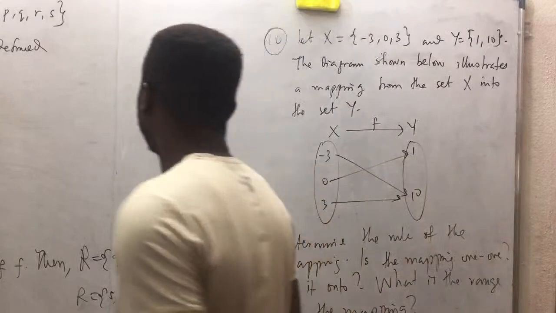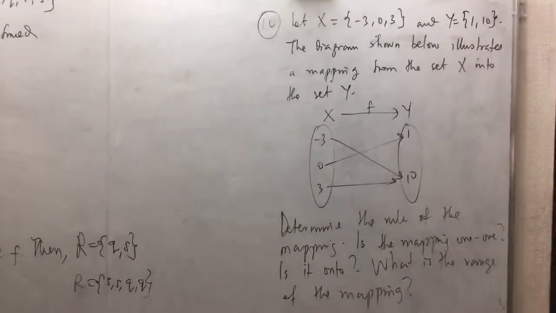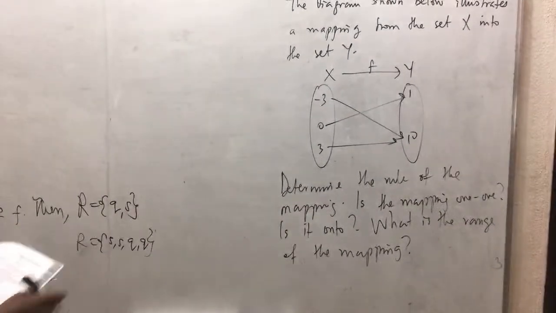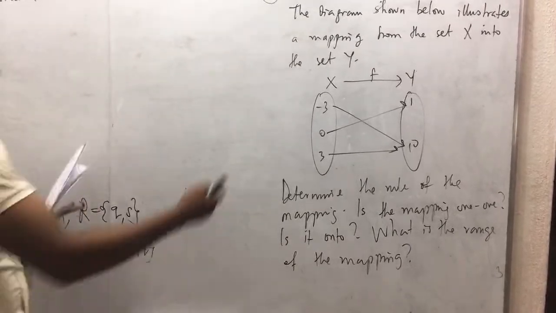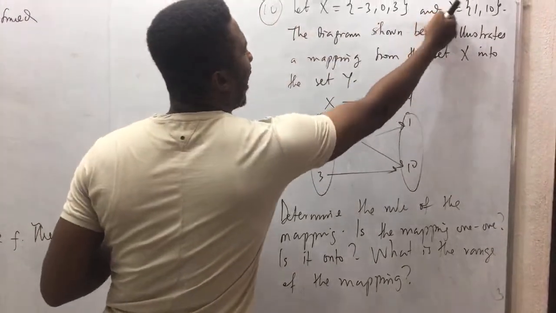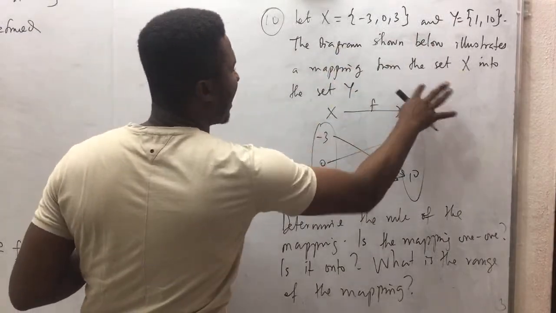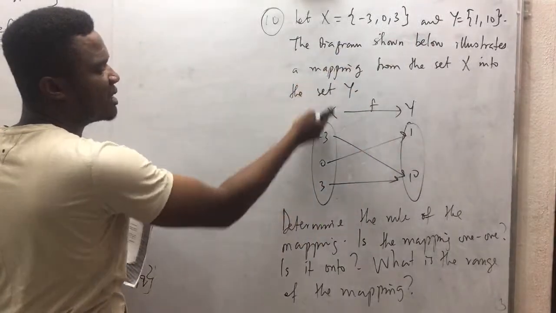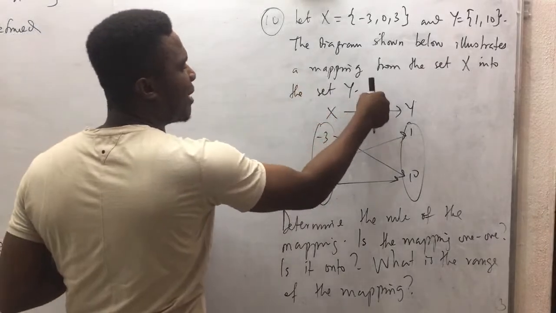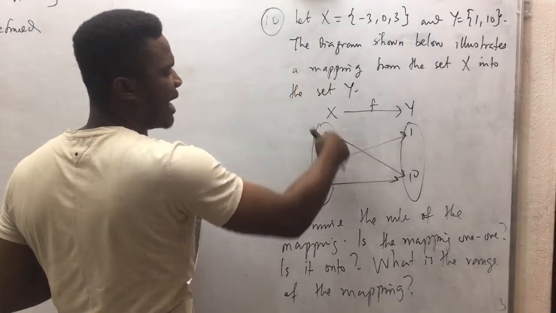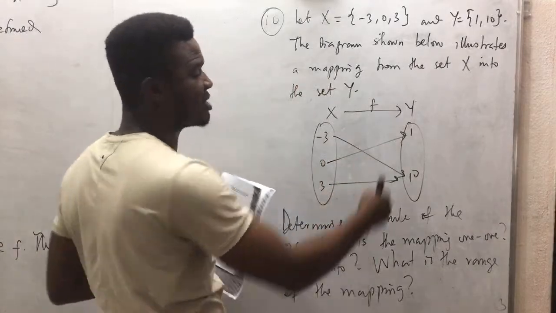Okay? So, let's now end our class tonight with this particular problem. The problem says, let x be equal to this and y be equal to that. The diagram shown below illustrates a mapping from the set X into the set Y. So this is the set X and this is the mapping, taking elements from the set X and assigning to them unique elements from the set Y.